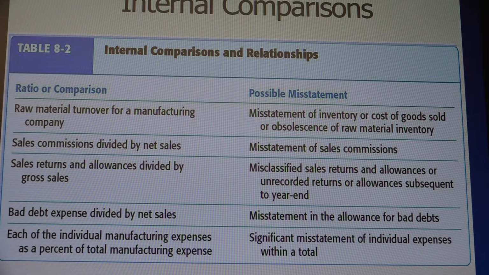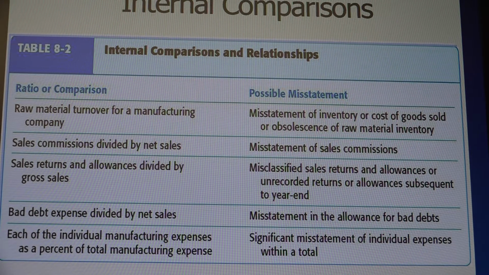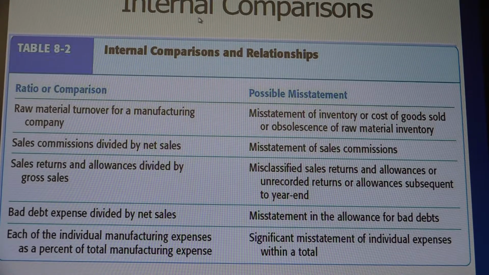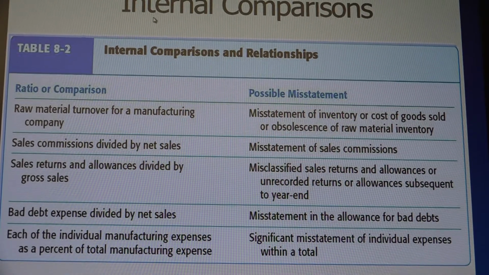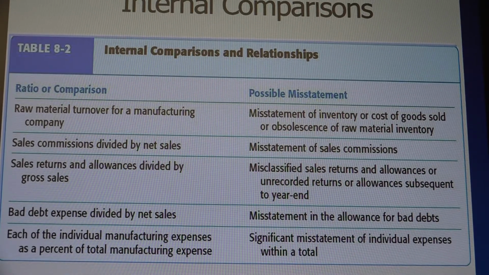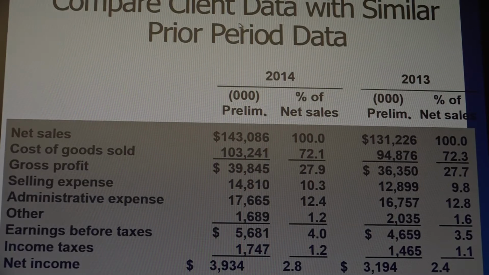Let's see what else. Going down to the fourth one, bad debt expense divided by net sales. And the possible misstatement there might be a misstatement in the allowance for bad debts. So I think this is just nothing but a few examples of the types of ratios you might look at for possible misstatements.